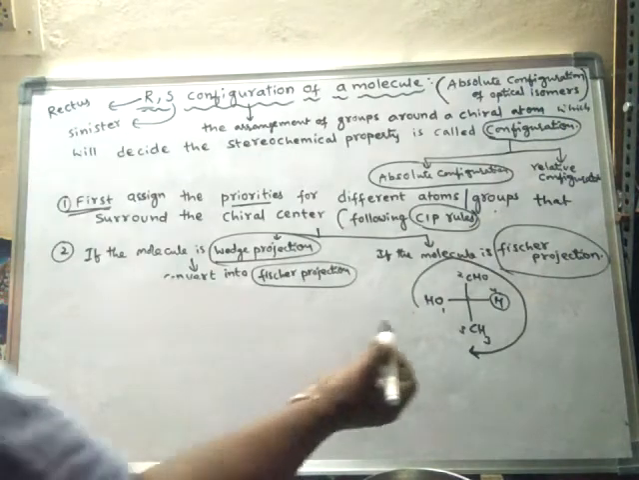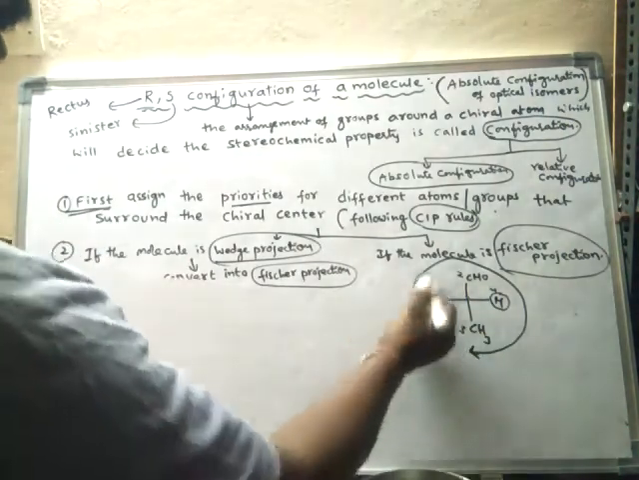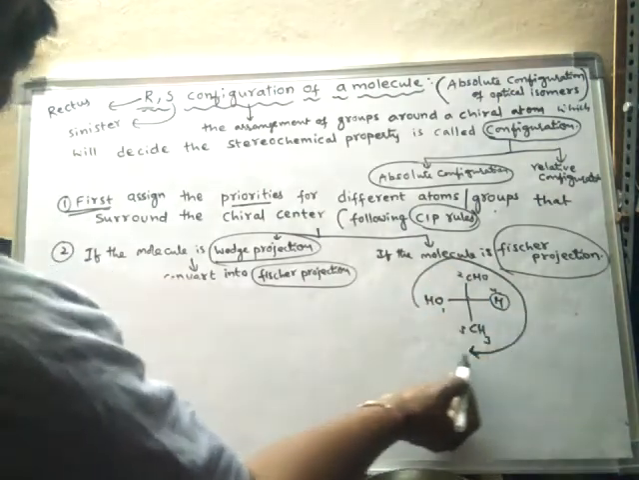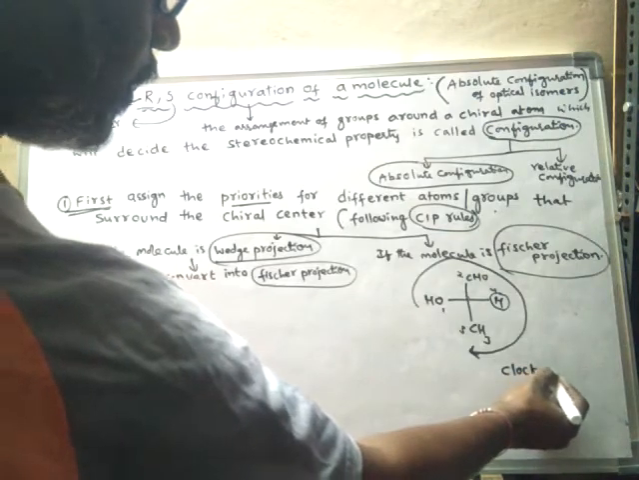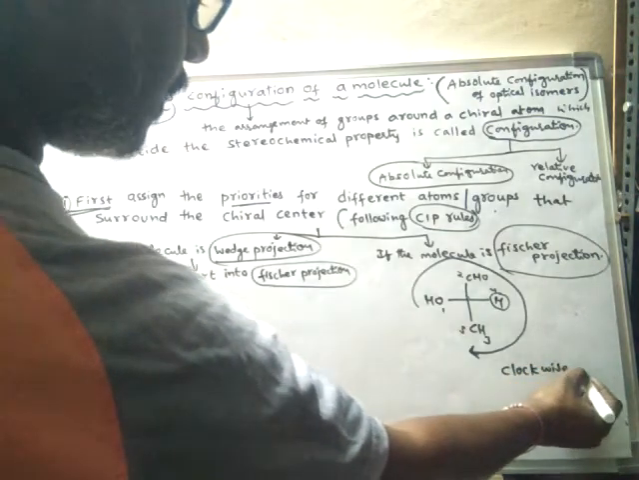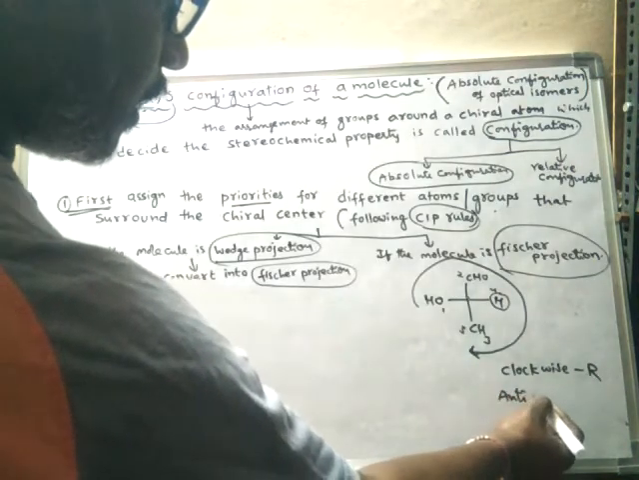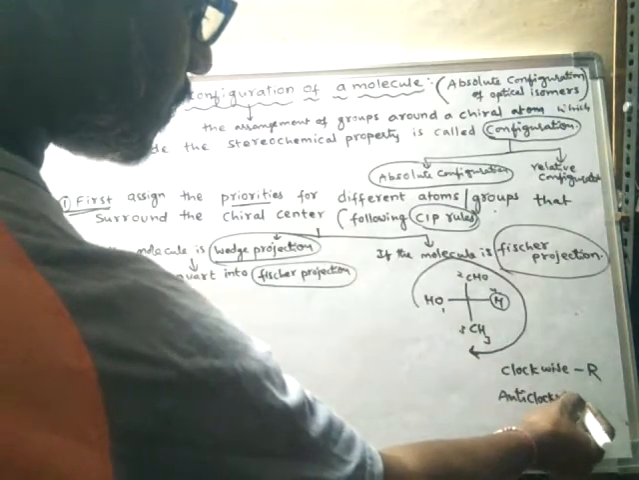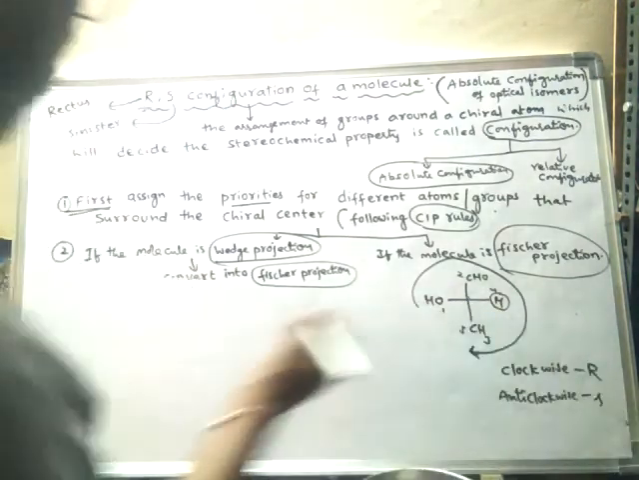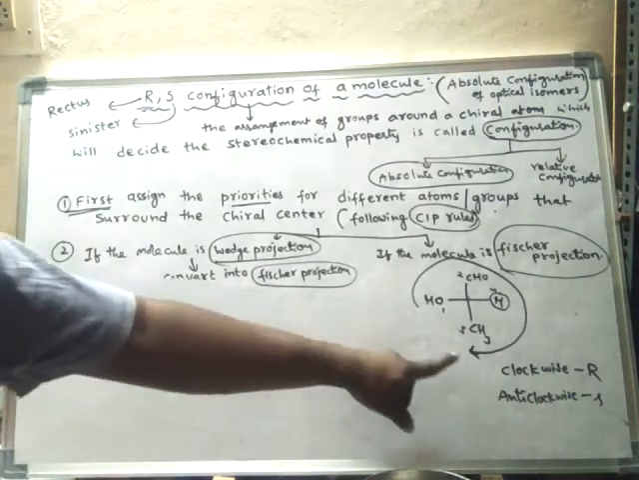So here, circular arrow, so in this direction. That means this is clockwise. So if it is clockwise, then it is R configuration. If it is anti-clockwise, then it is S configuration. Like how we have used for wedge projection, in the same way here also.